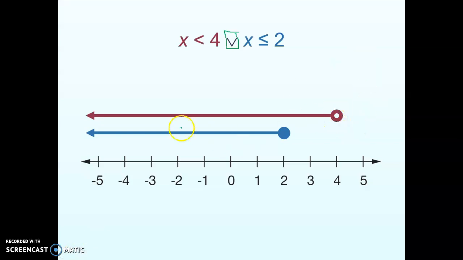Well, anything less than 4 will work for either one or the other. So our solution is x is less than 4. Any value less than 4 will work for either one or the other. Now, in some cases, it will work for both, but that's not what we're looking for. We're just looking for the ones that will work for either one or the other, and sometimes both.